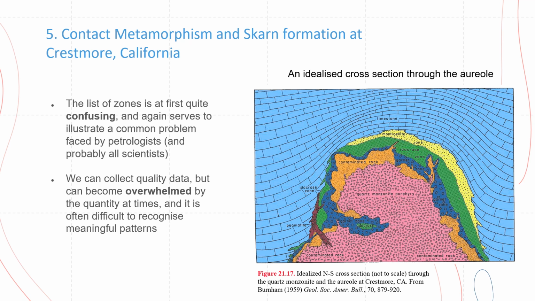We can collect quality data. So as Burnham has done in the previous slide, they've had really comprehensive data on the different types of minerals. However, we can be quickly overwhelmed by the quantity at times, and it's often difficult to recognize any meaningful patterns. So here we have an idealized north-south cross-section through the quartz monzonite and aureole at Crestmore, California.